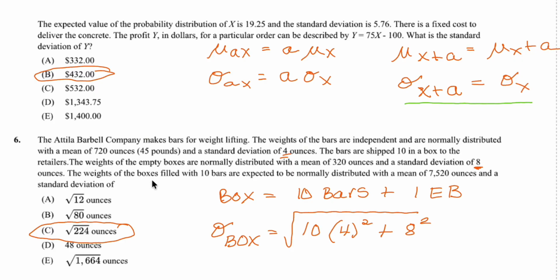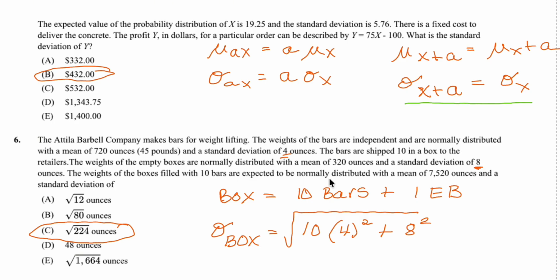This company makes bars for weightlifting. The weights of the bars are independent and are normally distributed with a mean of 720 ounces, or 45 pounds, and a standard deviation of 4 ounces. The bars are shipped 10 in a box to the retailers. The weights of the empty boxes are normally distributed with a mean of 320 ounces and a standard deviation of 8 ounces. The weights of the boxes filled with 10 bars are expected to be normally distributed with a mean of 7,520 ounces and a standard deviation of what?